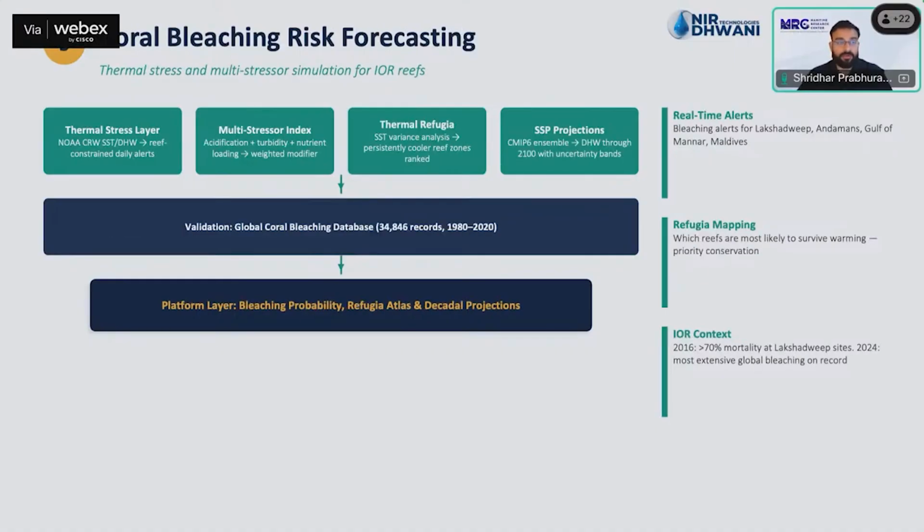The third initiative we are working on is coral bleaching and risk forecasting. We know that coral bleaching occurs when sea surface temperature exceeds the local historical maximum by a certain range. But temperature alone is not the driving factor. If we consider just temperature, it generally over-predicts where the corals have adapted. So we take into account other factors and created a multi-stressor framework, which includes acidification, turbidity, and nutrient loading. All of those are combined to identify the thermal refugia.